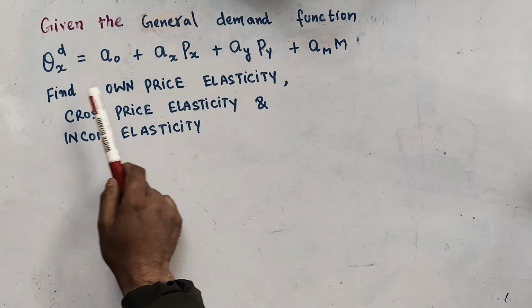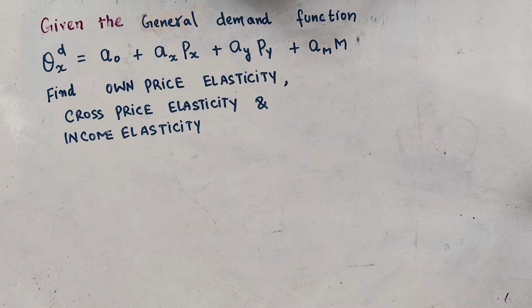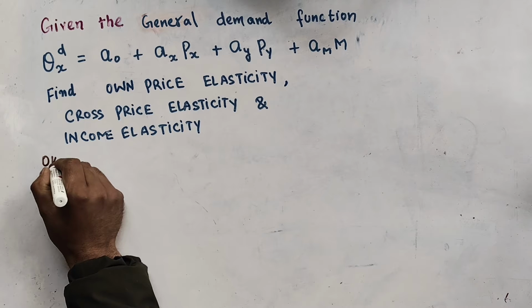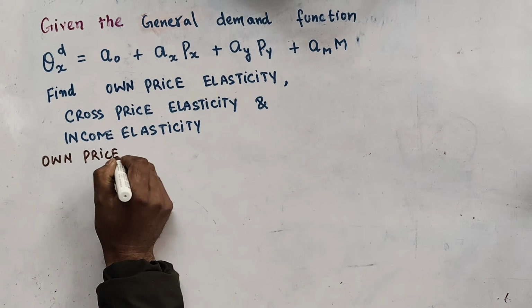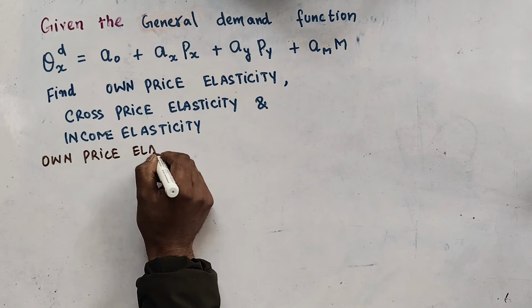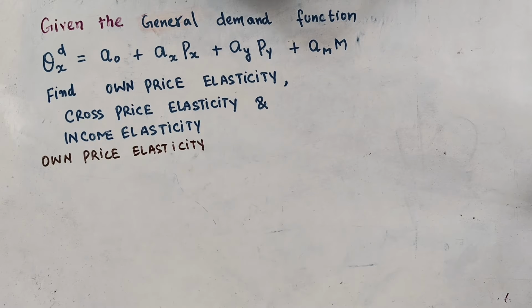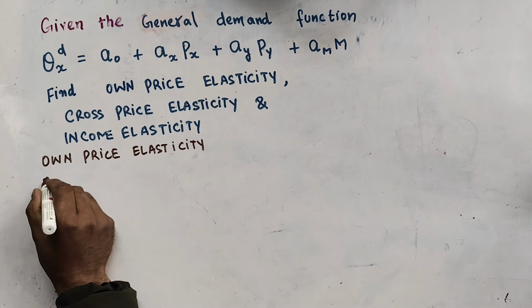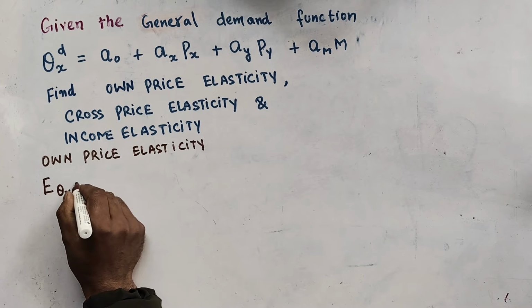We have to find own price elasticity, cross price elasticity, and income elasticity. So how do we solve it? Let us first find out the own price elasticity. So how do we calculate it? Let us denote it by E subscript QX PX.